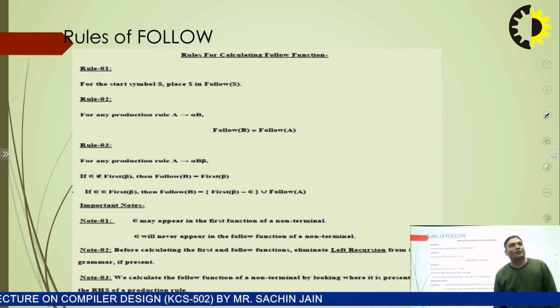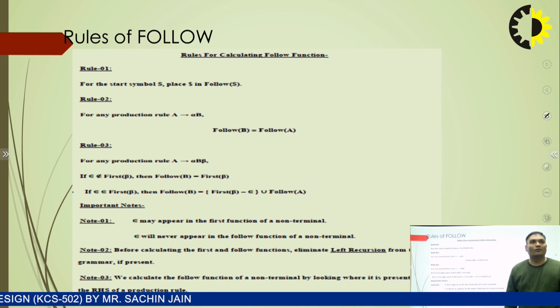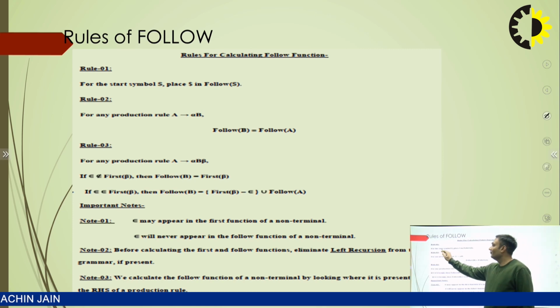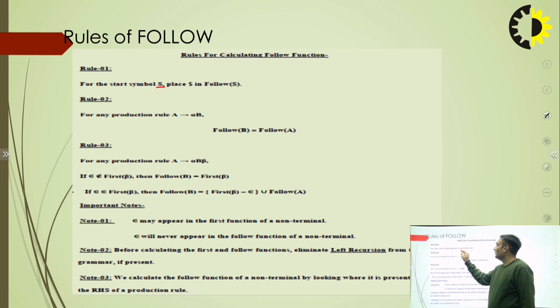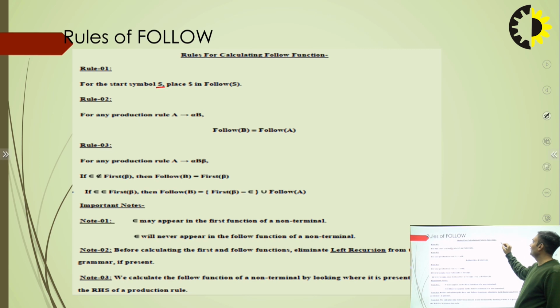Now, rules of follow. There are certain rules for calculating the follow as well. Rule number 1 says that for the start symbol S, the follow of S will be $. So if S is the first symbol of a prediction rule, then the follow of S will be $.